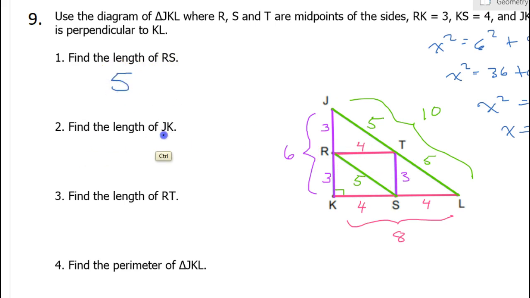Find the length of JK. Okay, JK. JK is 6. Find the length of RT. RT is 4. Find the perimeter of triangle JKL. JKL is the big triangle, so it's just 10 plus 6 plus 8. So that's what? 24.